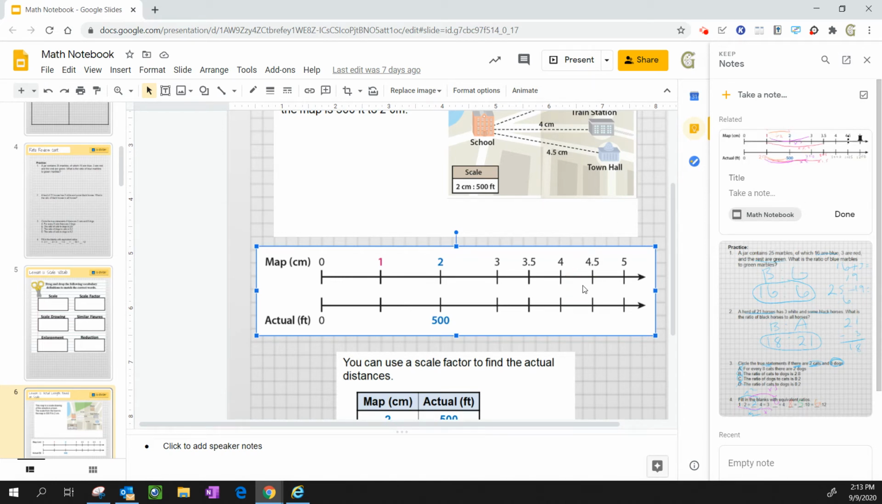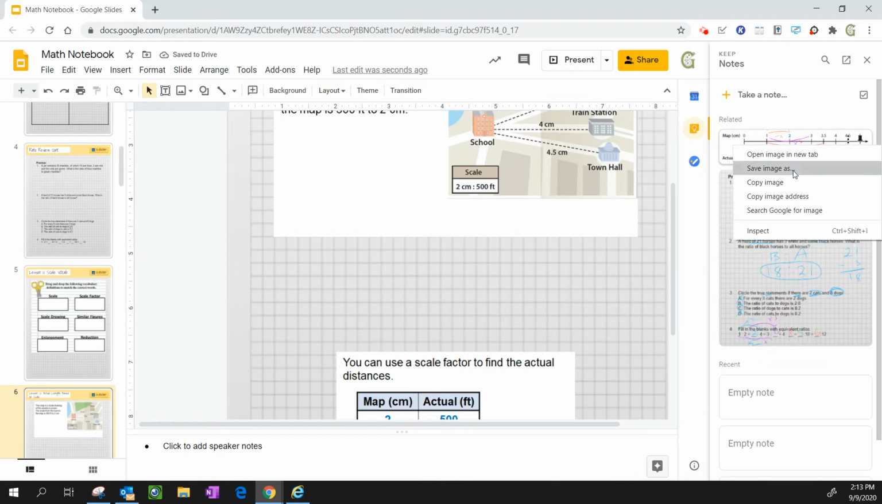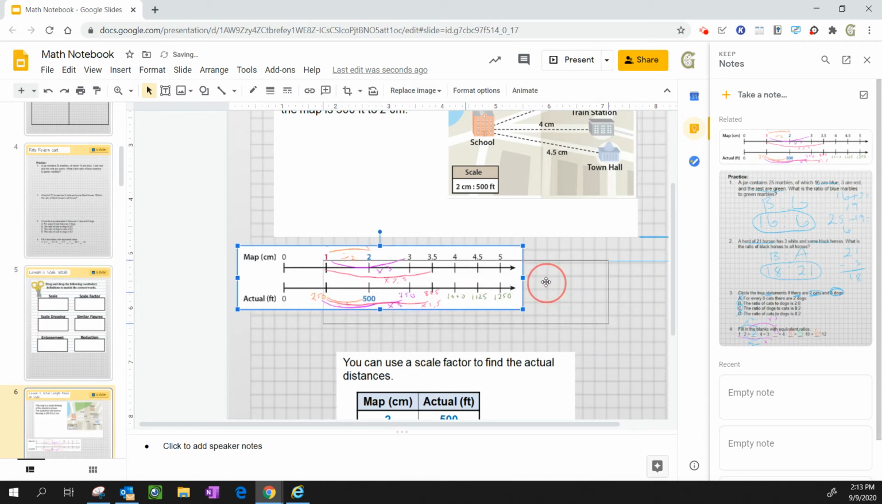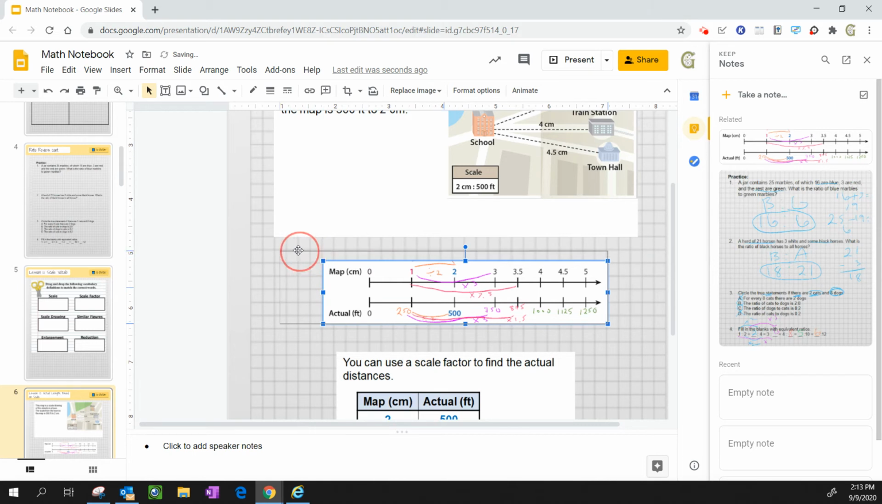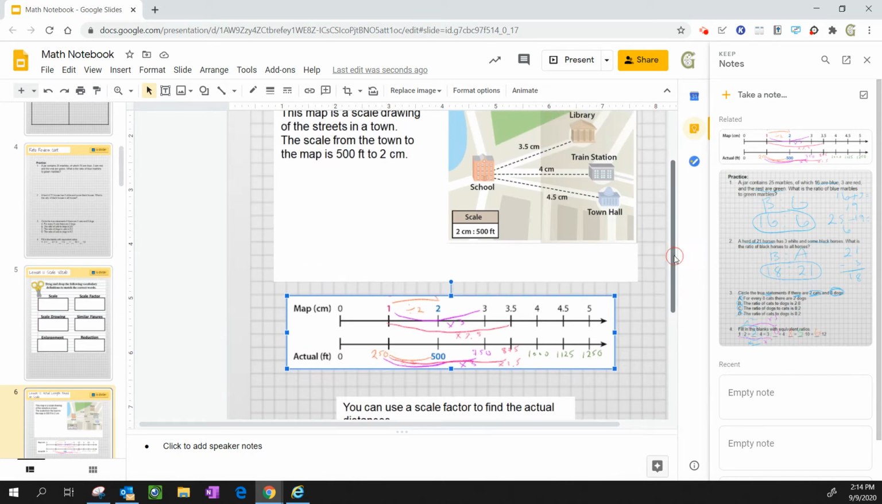So I'm going to go ahead then and delete this out, hit done here, copy and paste. And there's my nice thing here. I can make it a little bigger so you can see what we did. So now we could answer this question about how far things are in real life. On the map, school to the library was 3.5 centimeters. So if I find 3.5 right here, that lined up with 875. So that means that it's 875 feet from the school to the library in real life.